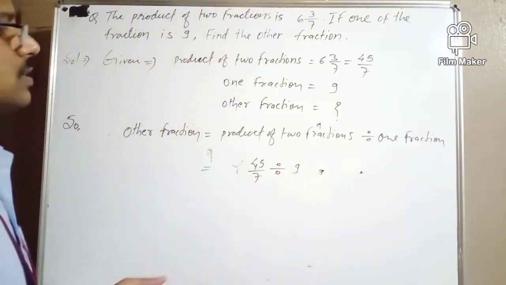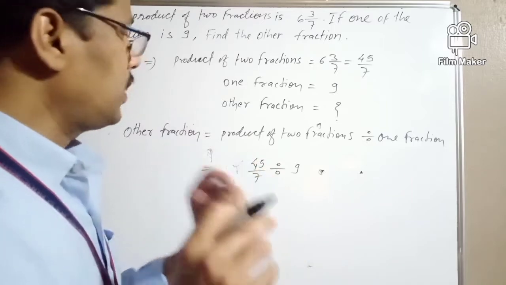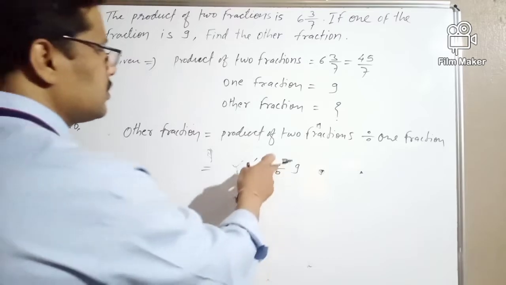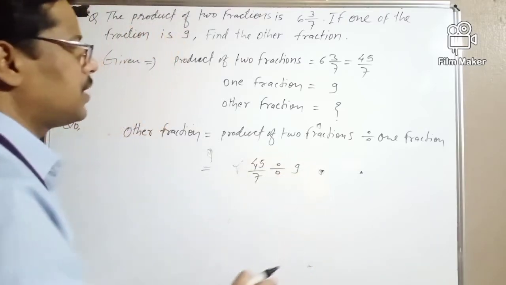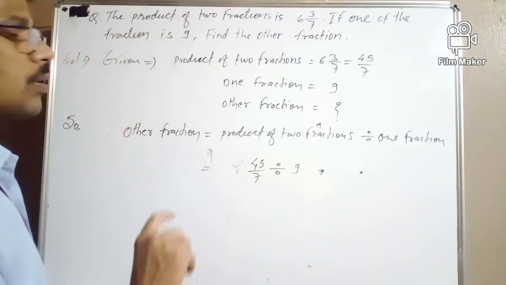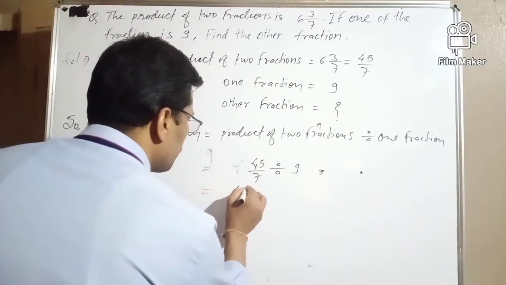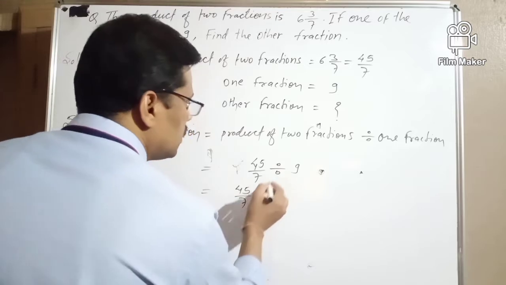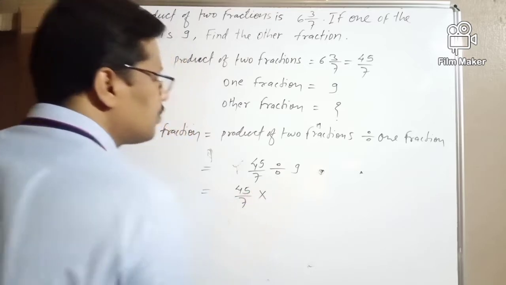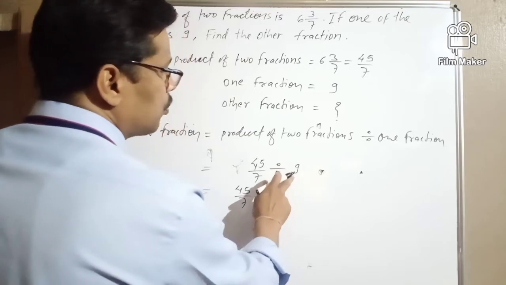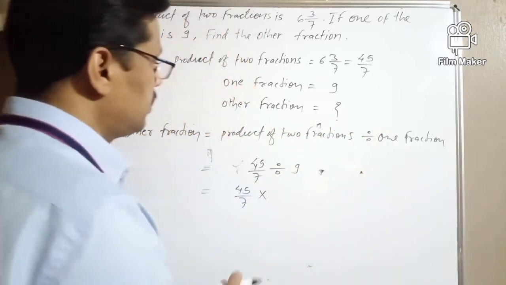Because division of fractions or rational numbers is very difficult, while dividing fractions or rational numbers, keep in mind that the division sign can be converted into multiplication by using the reciprocal property of a number. So this 45 upon 7 will come as it is. In place of division, we put a multiplication sign, and in place of 9, we have to write the reciprocal of 9.